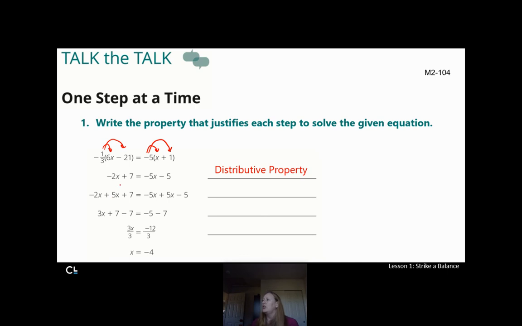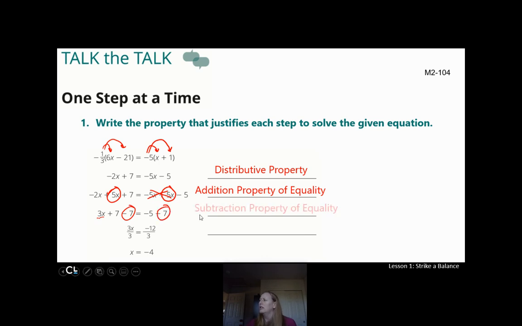Now let's see, what changed from here to here? I noticed that there's a plus 5x that appeared on both sides. I'm pretty sure that's the addition property of equality. And of course, that cancels those guys out. Negative 2x plus 5x gives me 3x. So that's good. What's happening now? I noticed that a minus 7 appeared on both sides. So that looks like subtraction property of equality, most definitely. 7 minus 7 kills it off, so we just have a 3x. Negative 5 and a negative 7 gave us a negative 12.